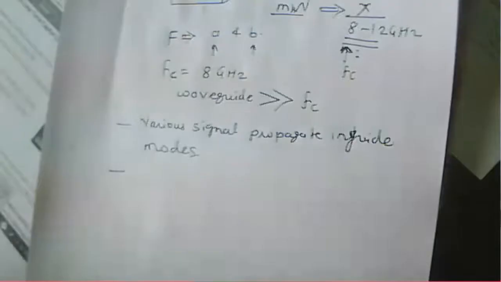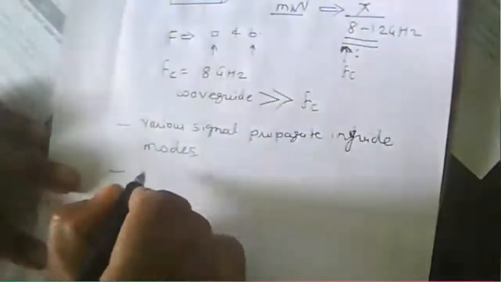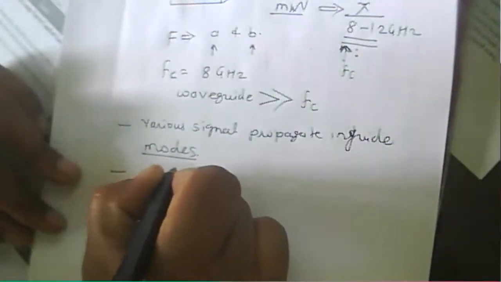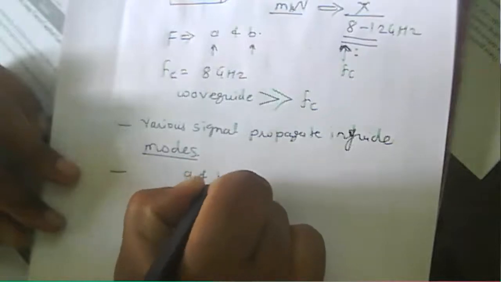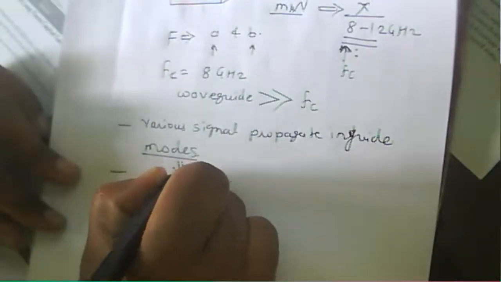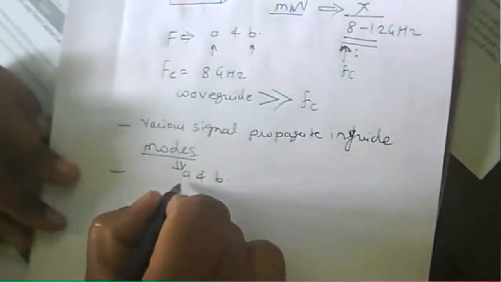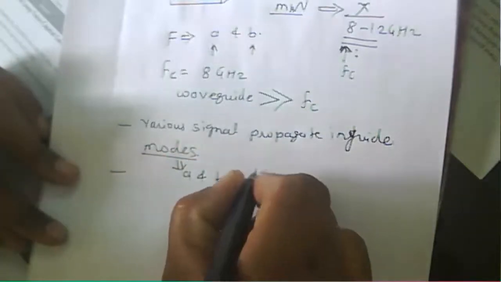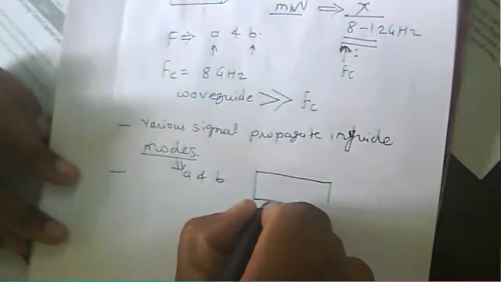Then we say there are various modes, and all those modes depend upon the A and B sides. What are A and B? Mode generally depends upon A and B. So what is the mode? Mode means what, for a rectangular shape of a guide.